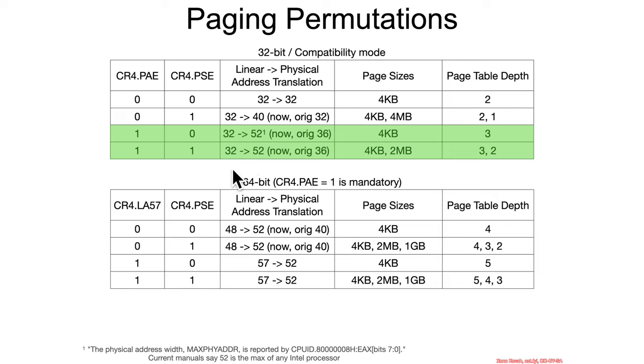And also from an operating system maker's perspective, it was nice because they didn't have to rewrite their entire operating system to support all the 64-bit stuff. They could make a much smaller set of changes just to the paging infrastructure in order to ultimately access more than 4 gigabytes of memory.